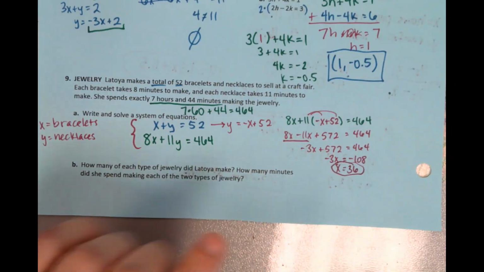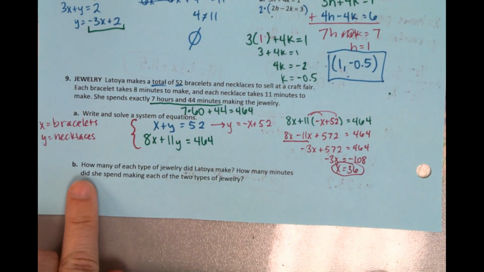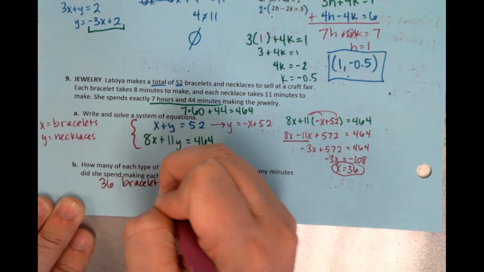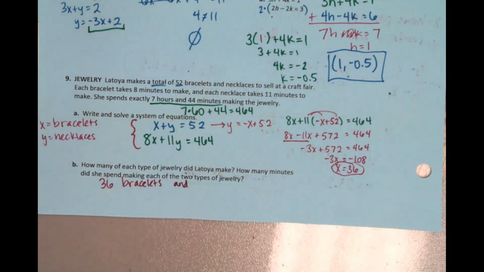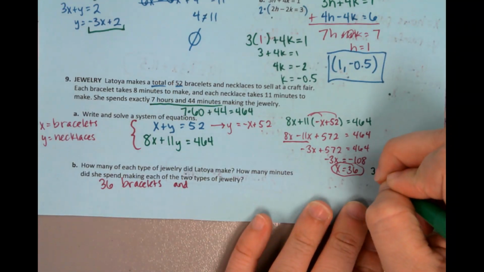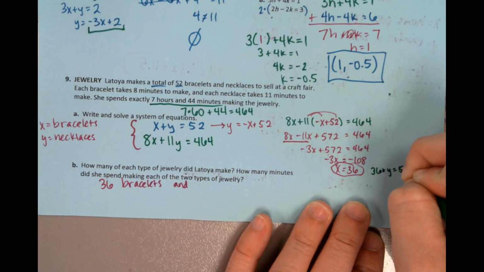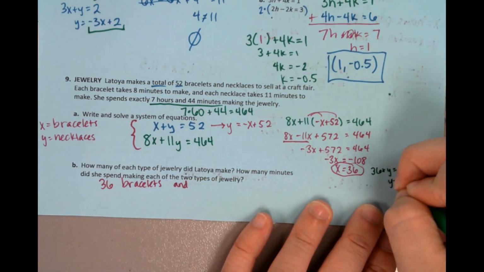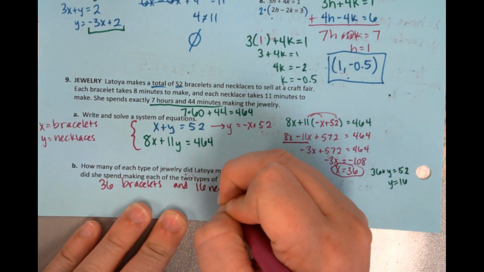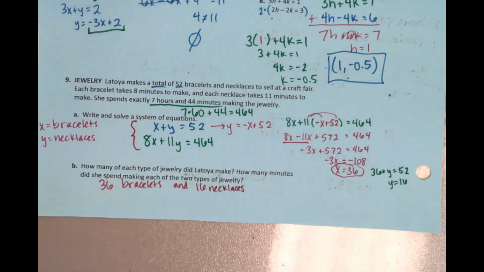Now remember what x represented, the bracelets. So when it says how many of each type of jewelry did Latoya make, she made 36 bracelets. And, okay, how many necklaces? We know that she made 52 in total. So we can say 36 plus y equals the 52, and we can solve here. We get y equals 16. So she made 16 necklaces. That's how many of each type of jewelry she made.